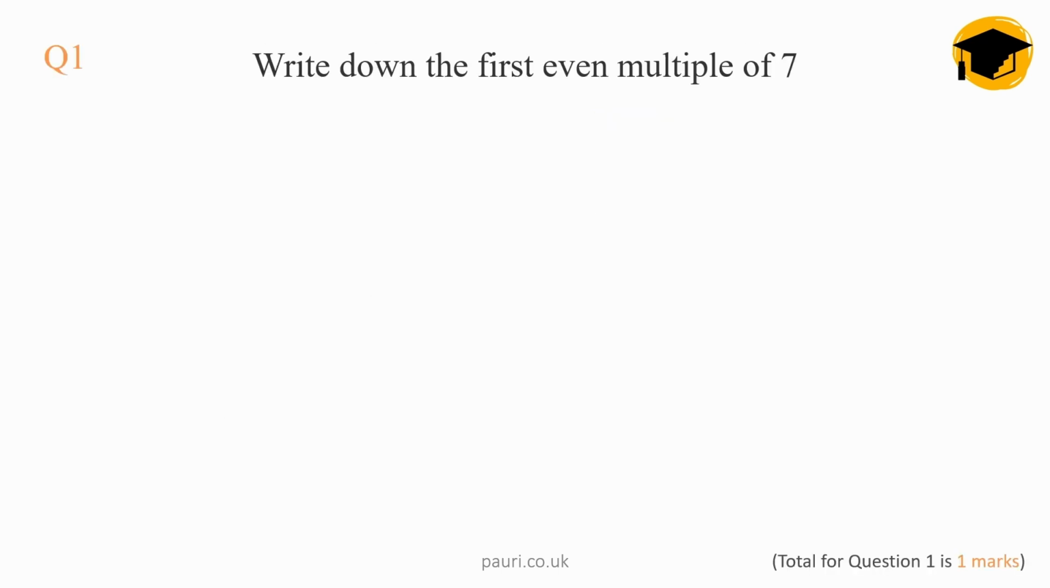Question 1. Write down the first even multiple of 7. Let's do the times tables of 7. 7 times 2 is 14. Straight away, that's my answer. That's the first even number when I do my 7 times tables.